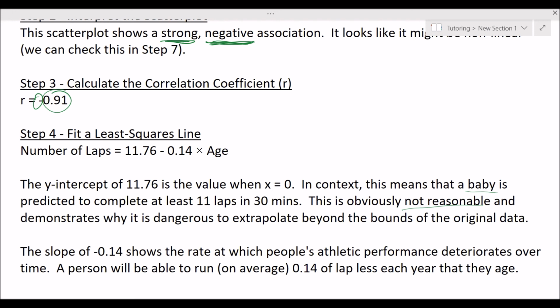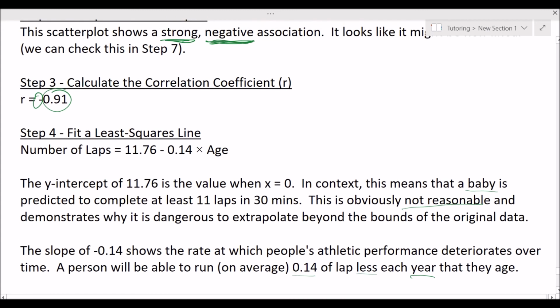Not exclusively, but that's the general trend we're looking at here. So we can say a person will be able to run on average 0.41 of a lap less each year that they age, year being the units of our x variable.